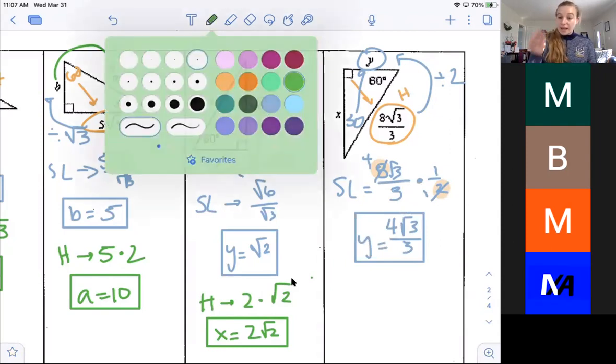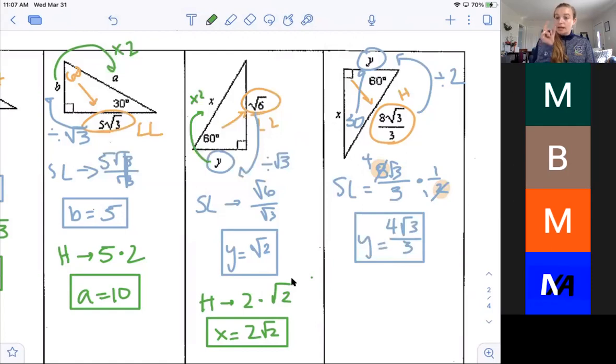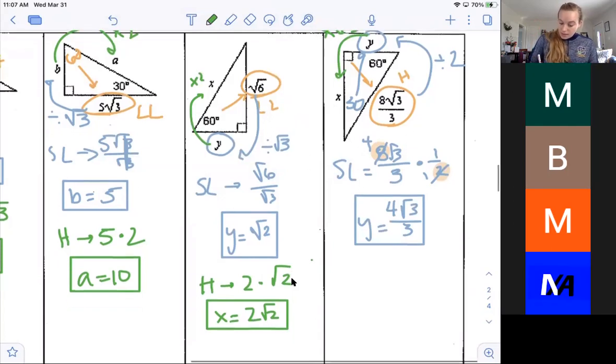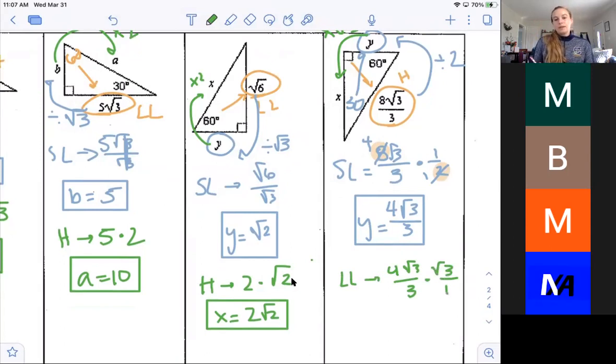Now that I have the short leg, I need to go from the short to the long leg. So I have to grow, I have to get bigger. I have to multiply by root 3. So long leg is going to be 4 root 3 over 3 times root 3. You can think of it as times root 3 over 1, if that makes you happy. We can't cancel anything out because I've got a normal 3 on bottom and then root 3 is on top. So those don't cross each other out.